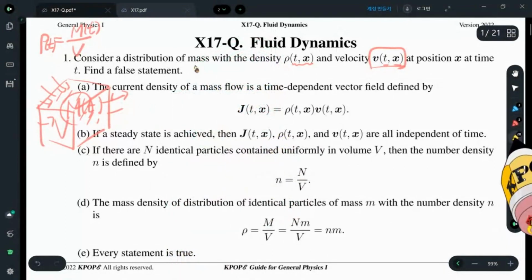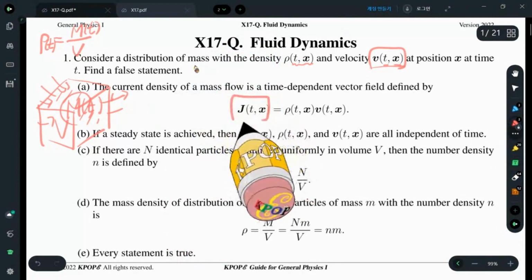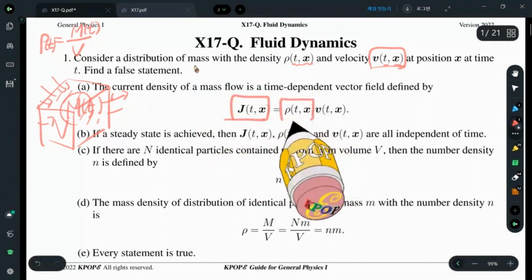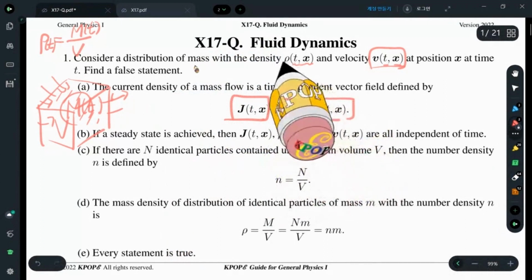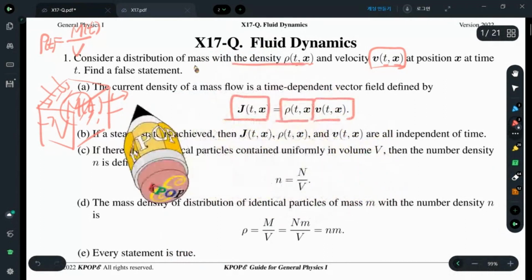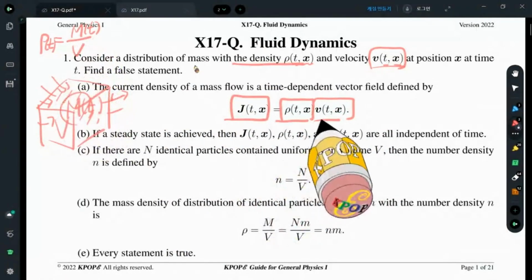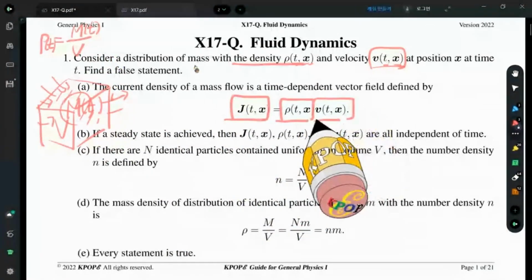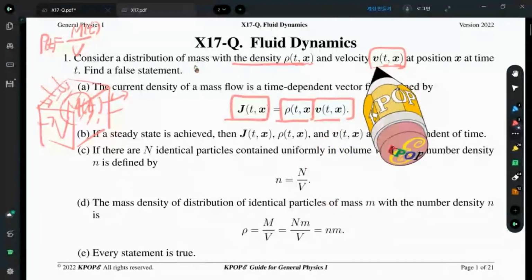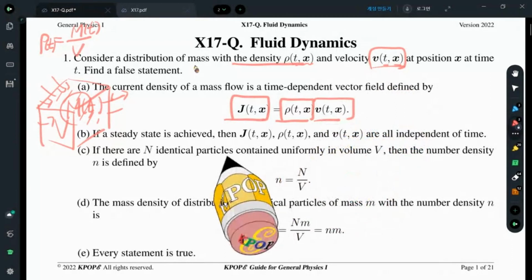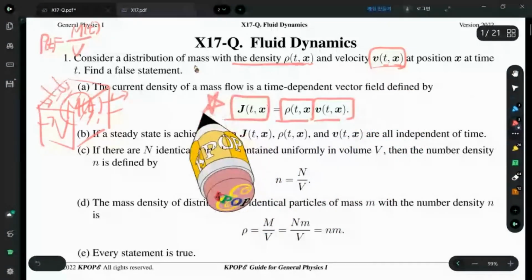The current density, J, is defined by the product of the density, where density is mass divided by volume, multiplied by the velocity of the mass flow. You have to memorize this.